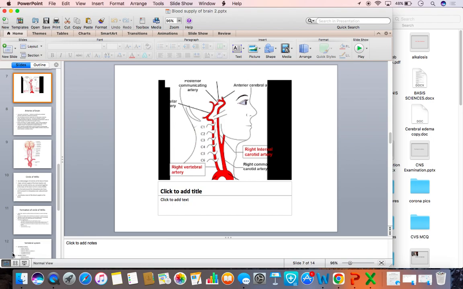In the brain, it joins the opposite vertebral artery to form the basilar artery, which terminates as posterior cerebral artery. If you look at the internal carotid artery, which enters the brain and divides into middle cerebral artery and the anterior cerebral artery.